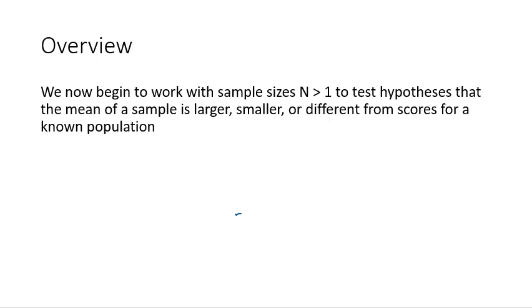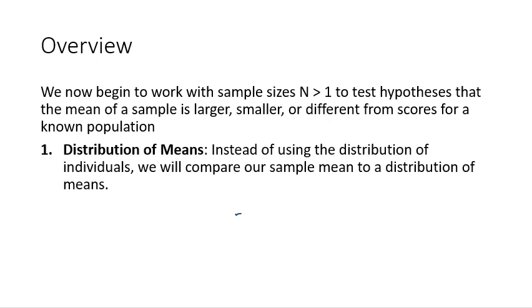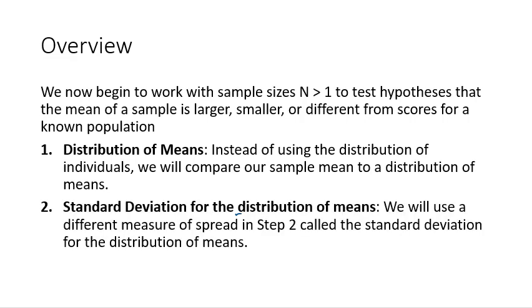There are really just two things that we're focusing on learning in this chapter. The first is the distribution of means. Instead of using the distribution of individuals, we'll compare our sample mean, our sample score, to a distribution of means, and we'll learn about the characteristics of this distribution. Secondly, the main characteristic is how to calculate the spread, or the standard deviation, for the distribution of means. This is what we do in step two when we're defining the comparison distribution. So we're going to have a different measure of spread.